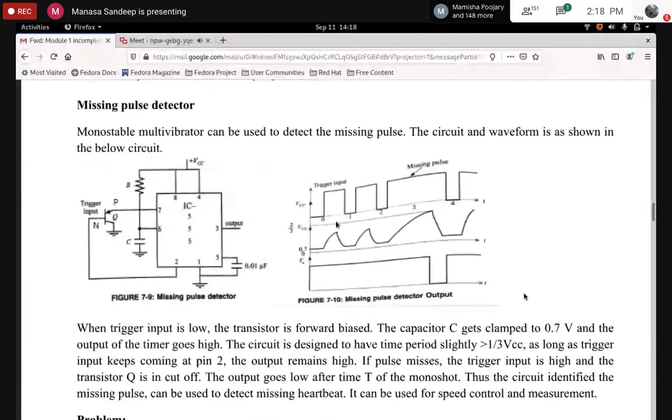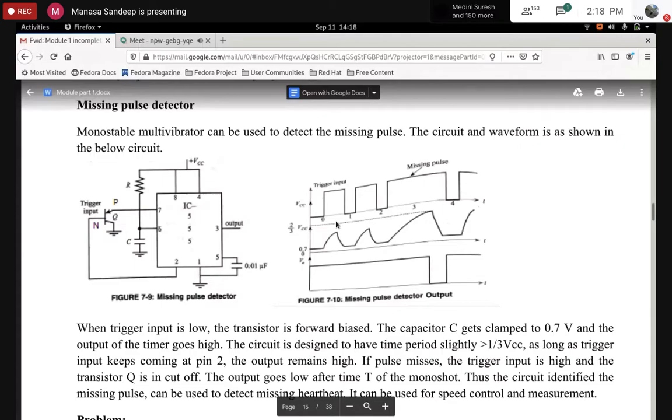The next application is the missing pulse detector application. What exactly is this? This monostable multivibrator can be used to detect a missed pulse. What is the meaning of this pulse? This pulse is nothing but a type of wave, a rectangular wave, which goes on coming silently. We can assume we will go on getting this pulse infinitely.